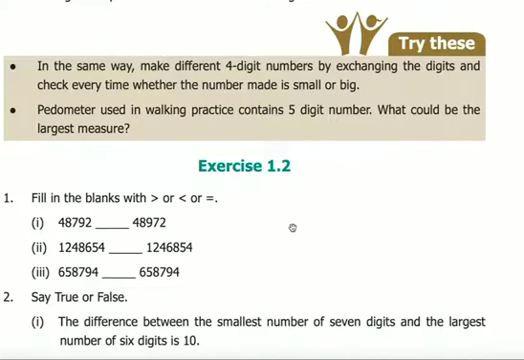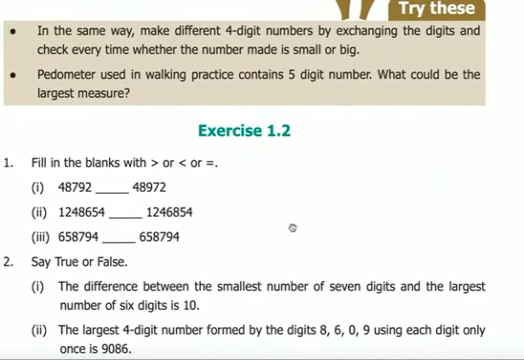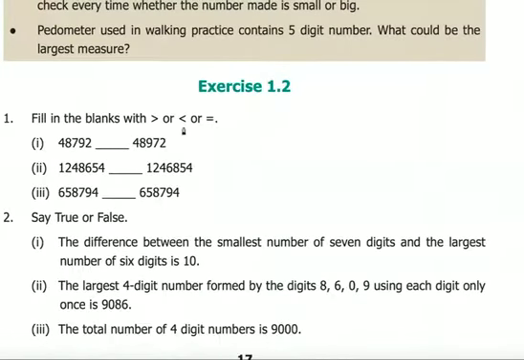So all 9s can be the highest reading. 99.999 kilometers, nothing but almost 100 km. Largest measure is 99.999 km. Fill in the blanks with this. This is equal, this is also equal, this is not equal, this is also equal.